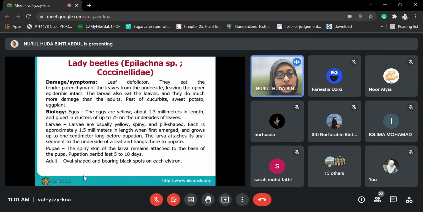So the pupation period lasts around 5 to 10 days. And the adult, of course, is oval in shape, you already know what it looks like, bearing a black spot on each elytron. Remember, this is the beetle. So the forewing we call elytron, which is the hardened part of the wing. Meanwhile, the hind wing is actually membranous, folded under the elytron. Remember, this is the characteristic of the beetle.